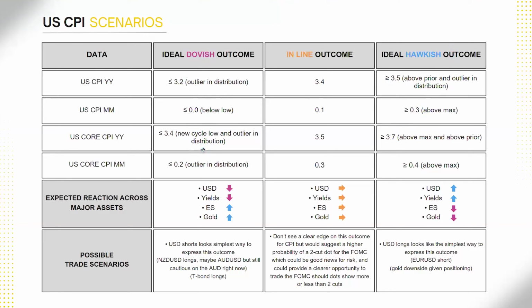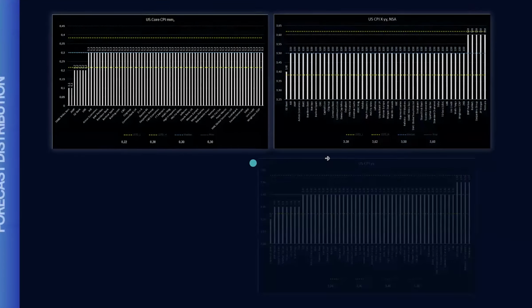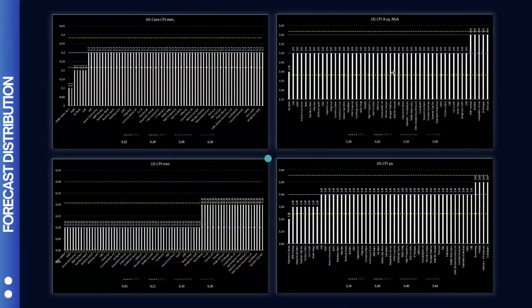So for example, let's take that core year over year number, the one we can see over here. You can see that we were looking for a number that was 3.4 or lower to give us the ideal miss. And we were looking for a number that was 3.7 or higher for the ideal beat. If we quickly come back to the forecast distribution that we looked at, let's find that core year over year. Here we go, top right.